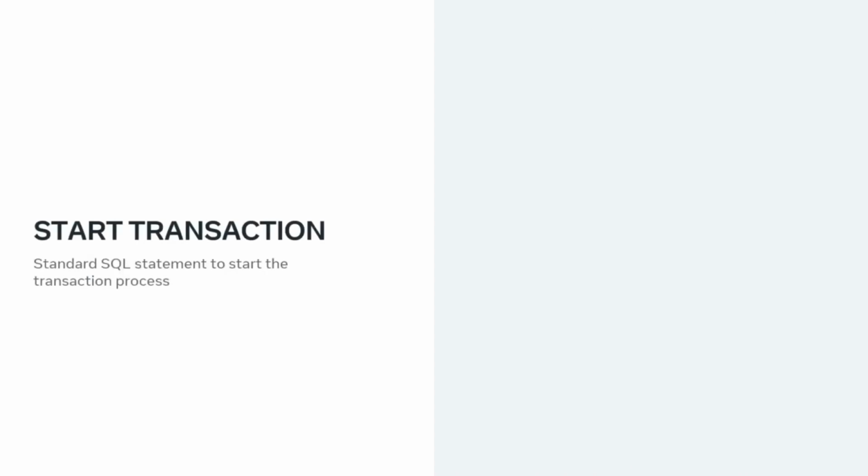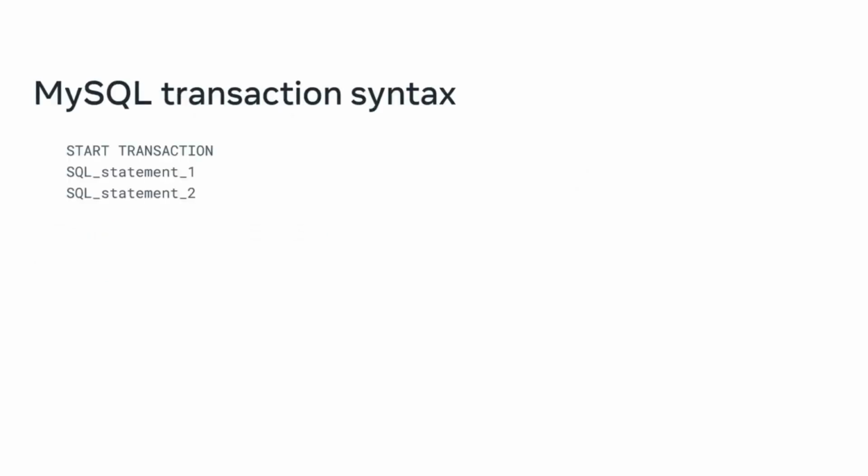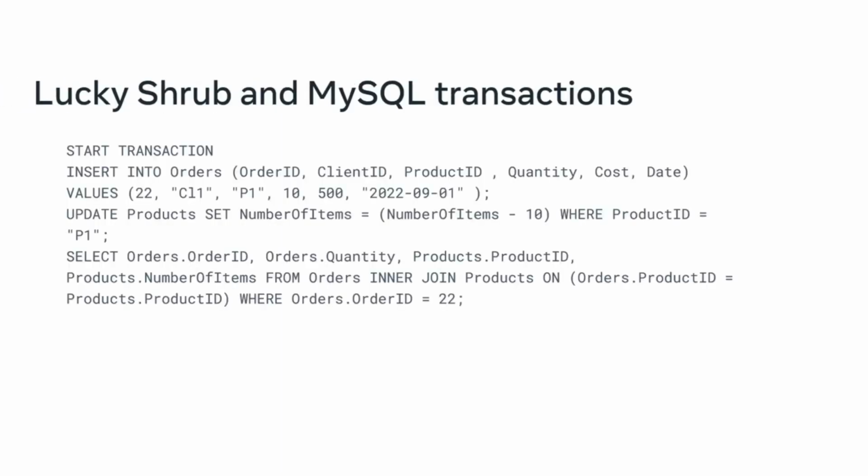Start transaction is the standard SQL statement for starting a transaction process. This syntax marks the point that you'll return to should you decide to roll back the process. So begin your syntax with start transaction. Then list your SQL statements underneath. For example, Lucky Shrub can begin their database updates with a start transaction statement, and then follow this with a list of the required SQL queries.